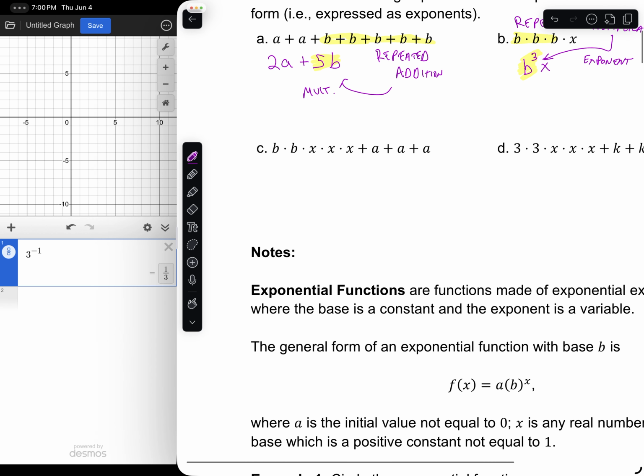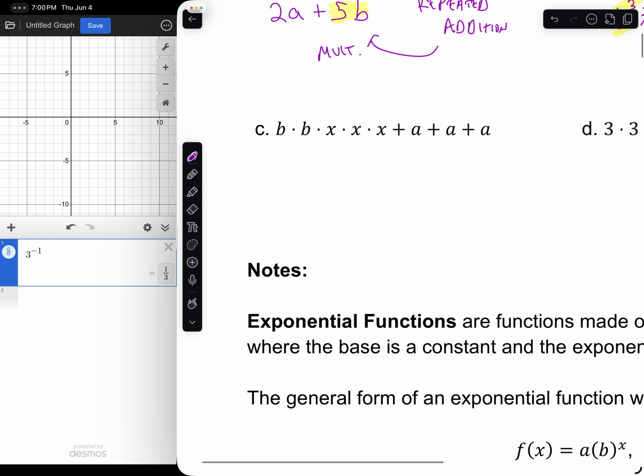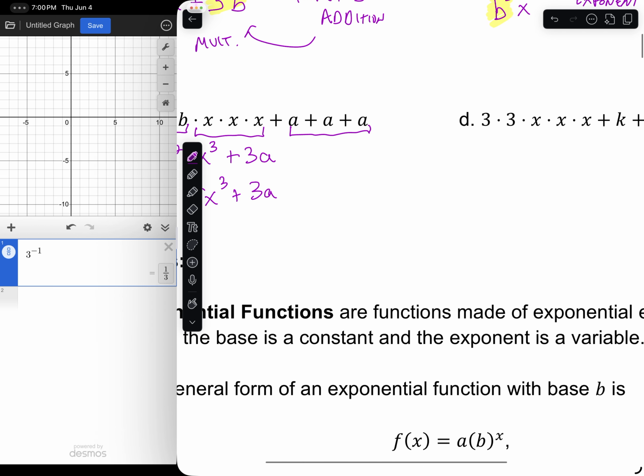All right. Down here, we've got some repeated multiplication, b times b, so that'll be b squared, the exponent of 2. Then we've got x times x times x, so it's times x to the third because it's multiplied by itself 3 times. Then we have plus a plus a plus a. That's repeated addition, so that turns into multiplication. So this would be b squared x cubed plus 3a.